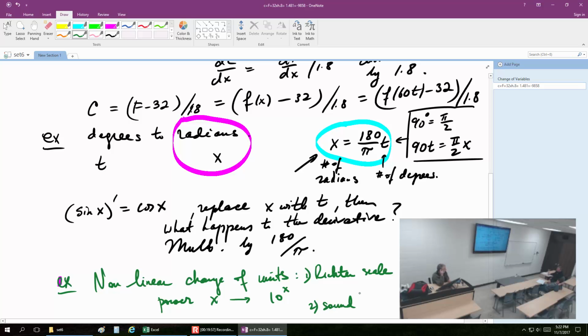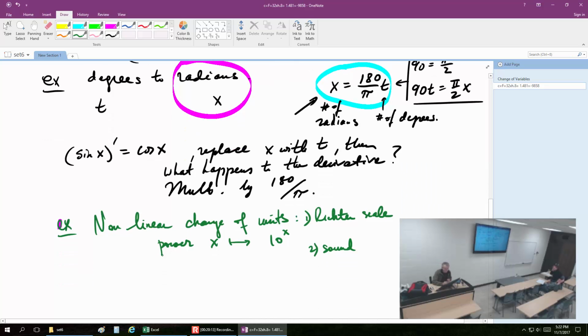Decibels have the same property. They also increase disproportionately. The point being that this is my function, 10 to the x. So when we do this substitution, say we are talking about f of x, say y is equal to f of x, and which way do I want to go?